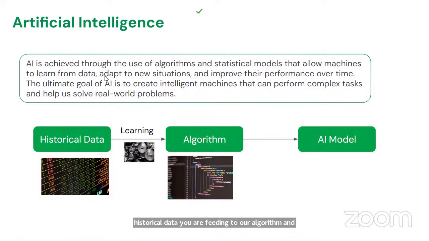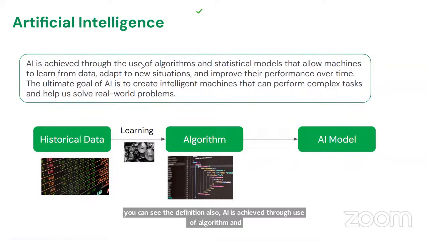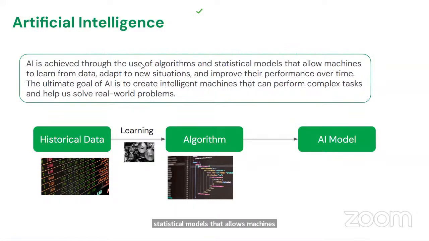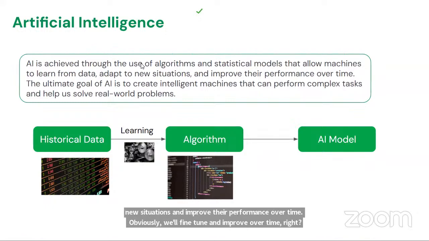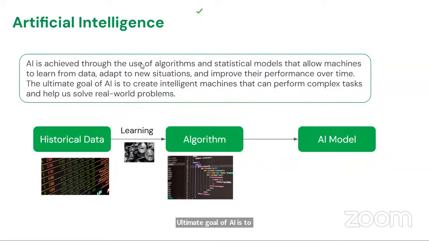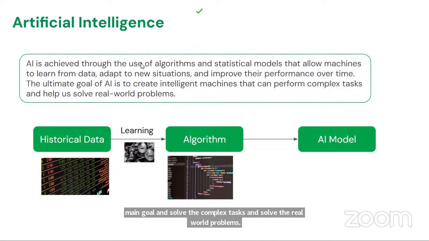As you can see in the definition, AI is achieved through the use of algorithms and statistical models that allow machines to learn from the data, adapt to new situations, and improve their performance over time. Obviously, we'll fine tune and improve over time, right? The ultimate goal of AI is to make machines intelligent, solve complex tasks and solve real world problems. Yes, this is what we generally do in AI.